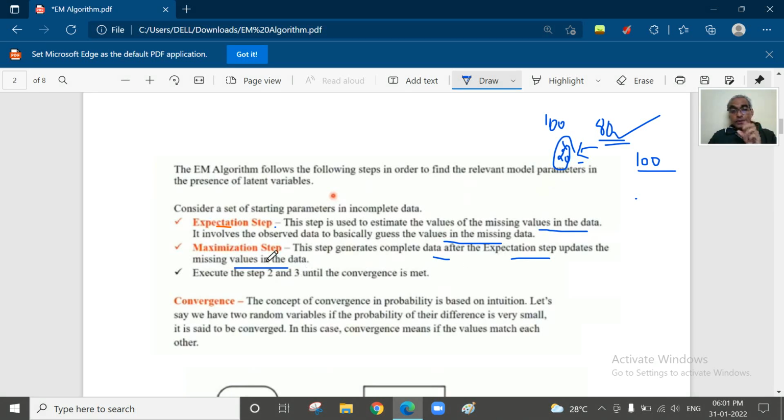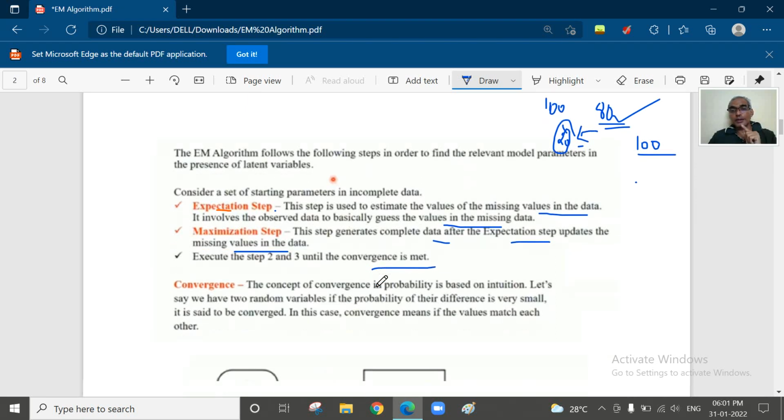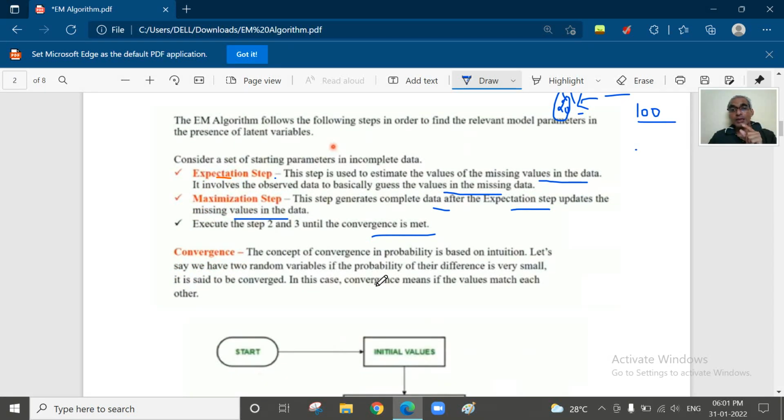We keep on iterating this until convergence is met. What do we mean by convergence? Your expected value is something and your observed data is something; you find the difference, and you get the error term. The smaller the error, the more correct your prediction. So we want the error term to be small, or, in other terms, we want to maximize the likelihood of our hypothesis.